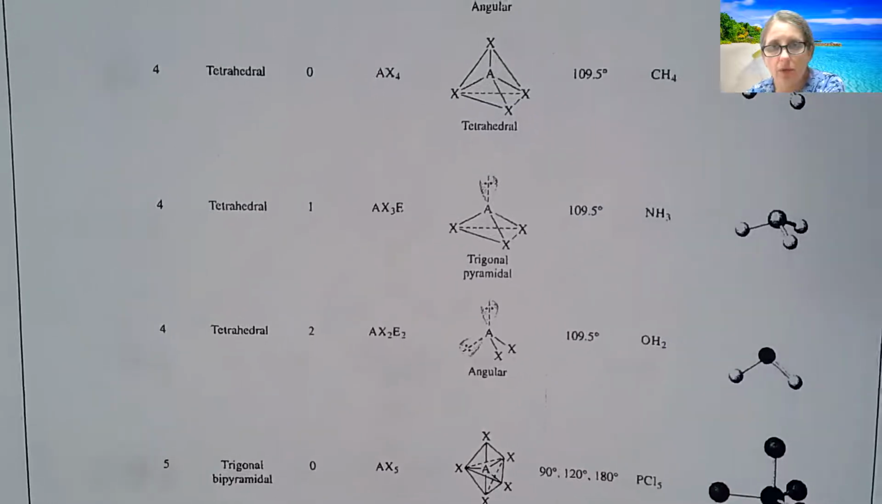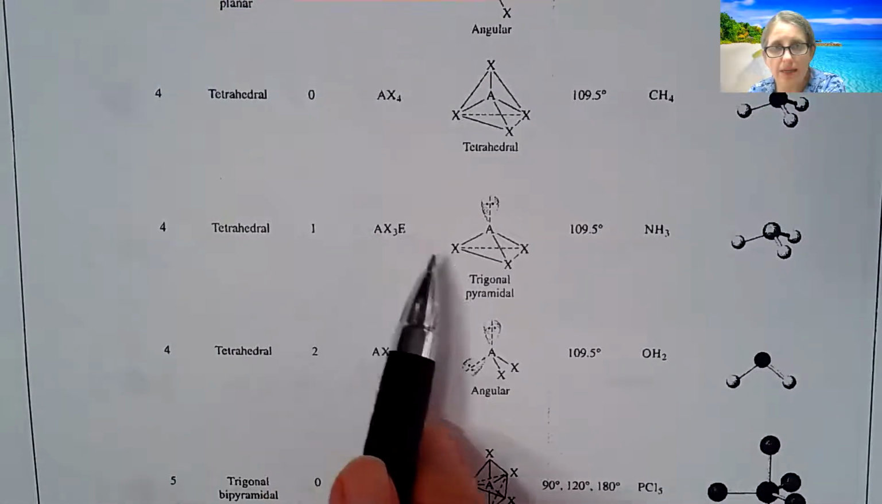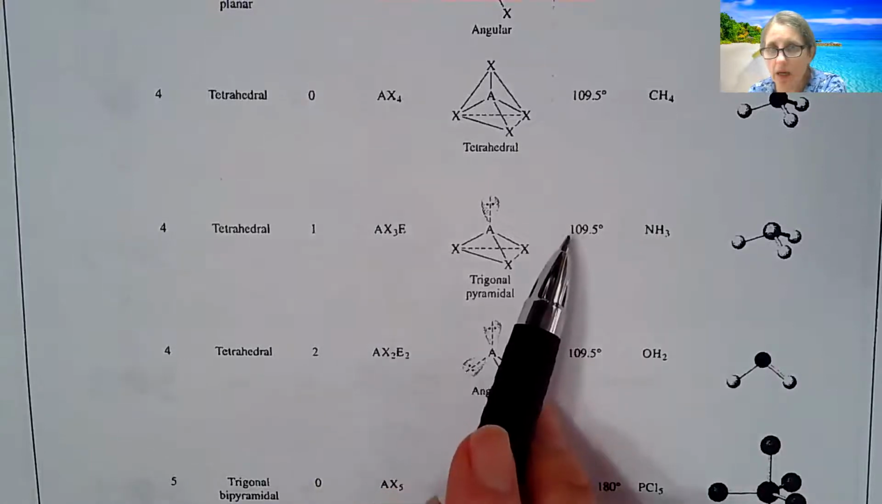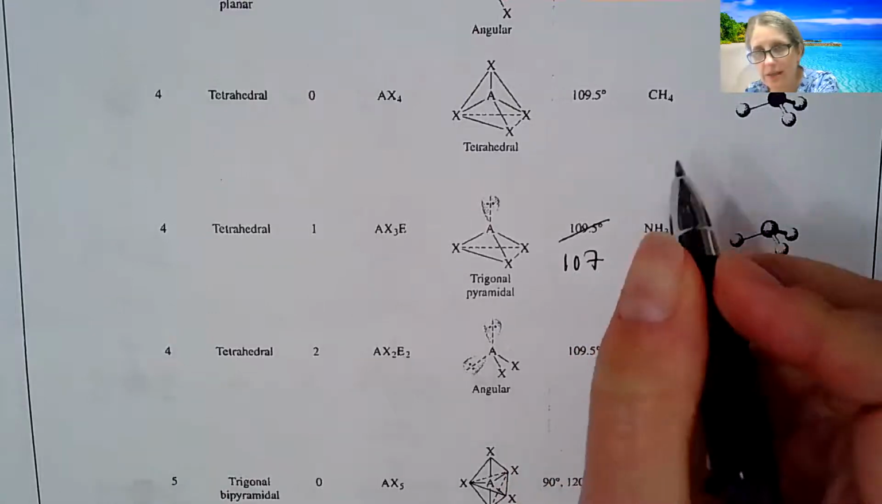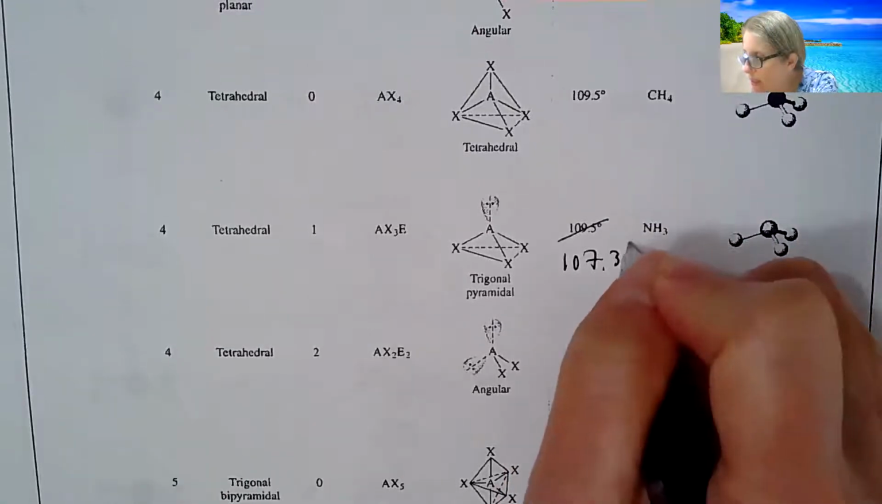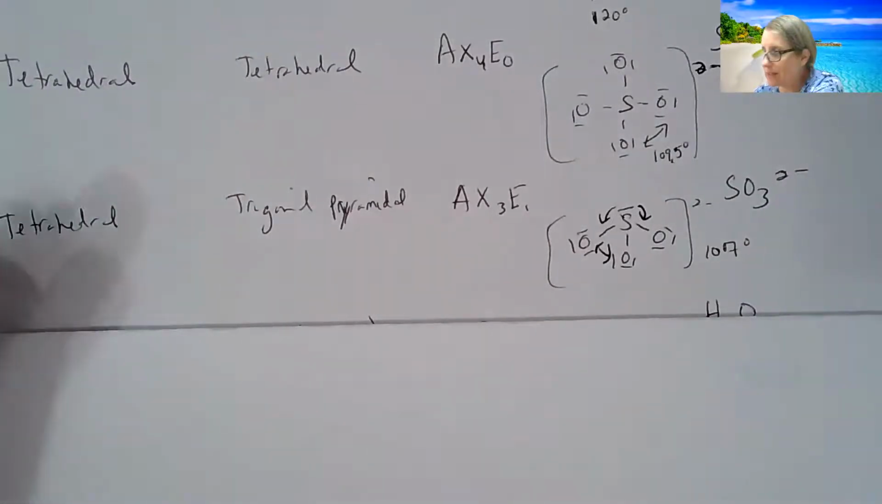So if you would go to where it says tetrahedral, AX3E trigonal pyramidal, and cross out the 109.5 and change that to 107. It's actually 107.3, but if you remember 107, that's going to be good enough for me. And I will show you how you easily memorize that.